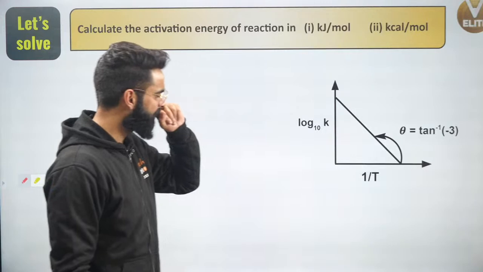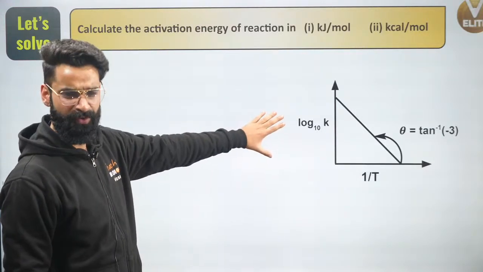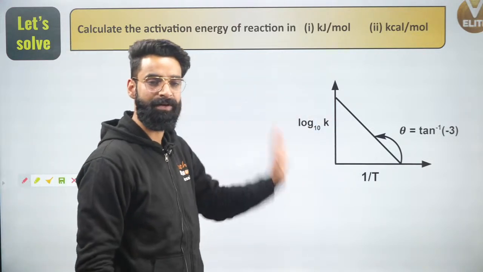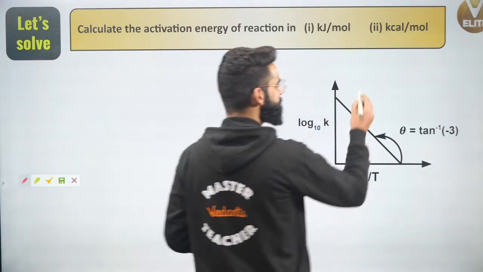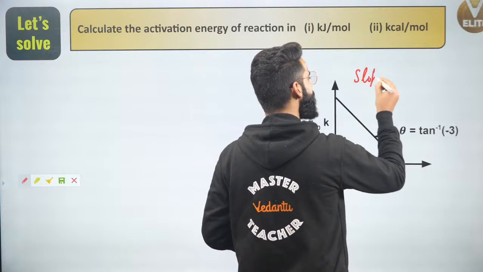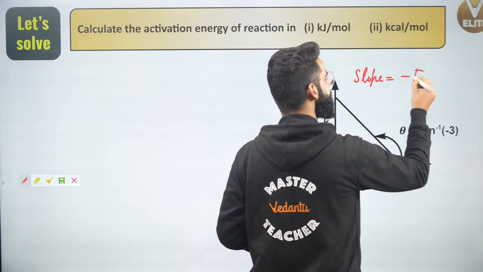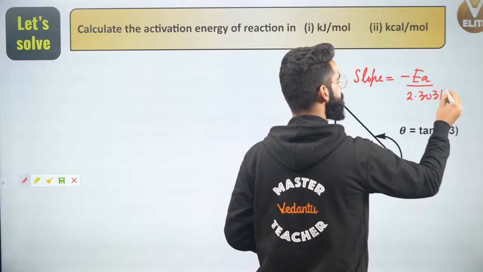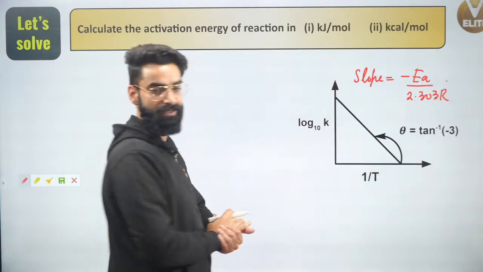People, just have a look at this curve. I think we made this curve a few minutes back, between log K versus 1 by T. What used to be the slope of this curve? I hope you remember. The slope of this curve used to be minus EA divided by 2.303 R. Yes, it's log of K versus 1 by T.